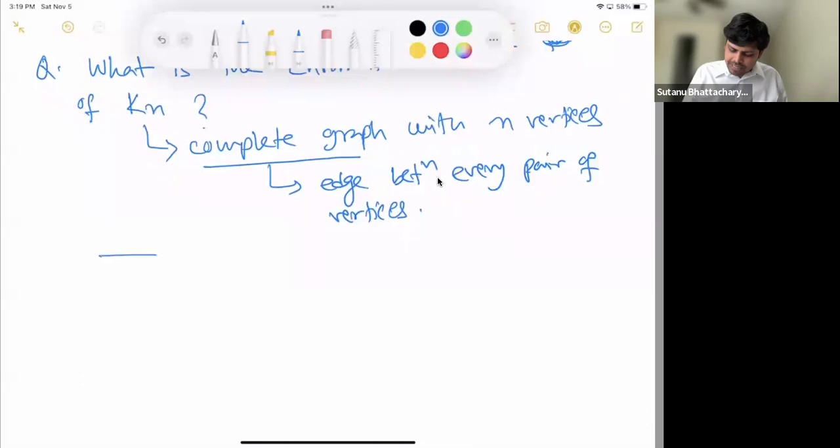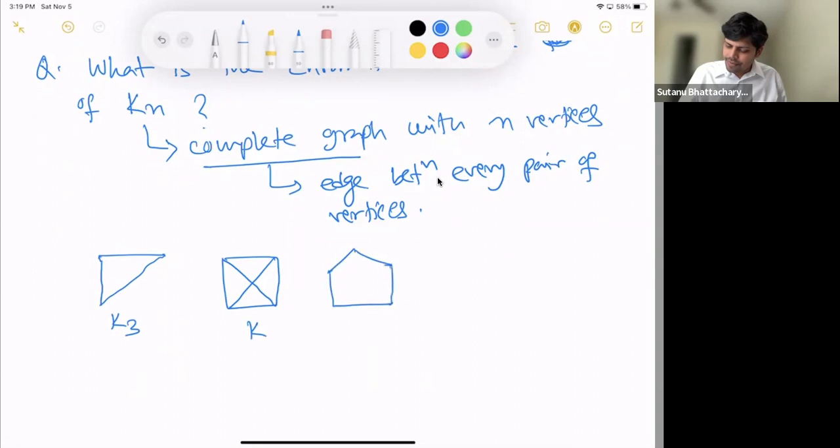So let's take one example. Suppose this is K3, a complete graph. This is K4. This is K5. So see, there is an edge between every pair of vertices.